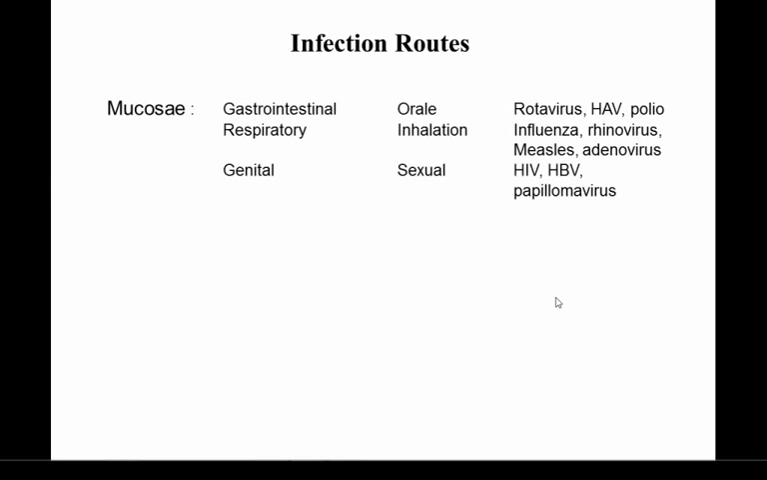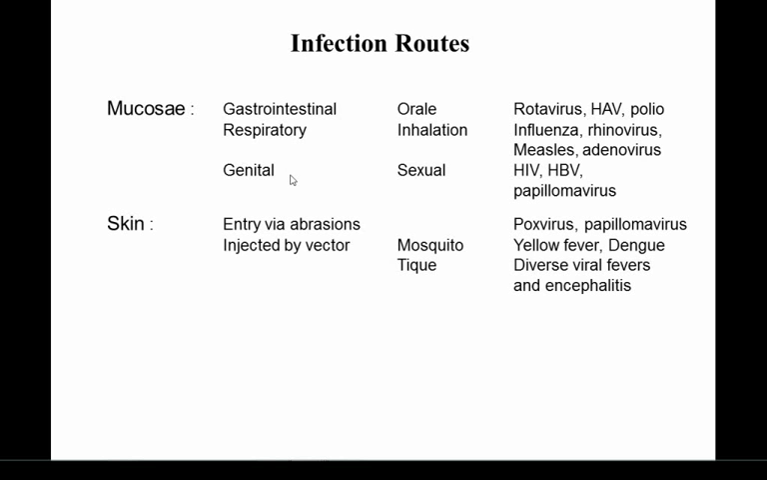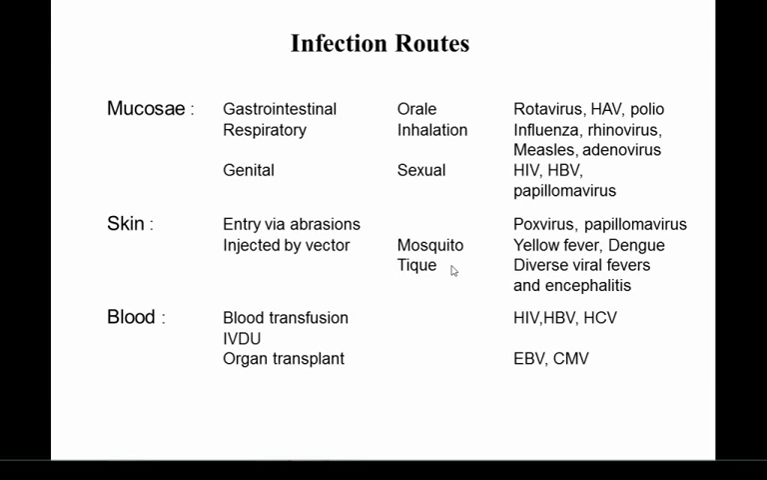Okay, how do you catch viruses? Bit like bacteria, really. Mostly mucosal surfaces are the most susceptible sites for viral infection. So gastrointestinal, respiratory, genital. Skin, like for bacteria, is quite rare. Skin is quite an effective barrier that prevents viral infections. Of course, you can have viruses that cross the skin through insect bites or tick bites. And blood, of course, can be a direct mechanism of transfer of viruses.